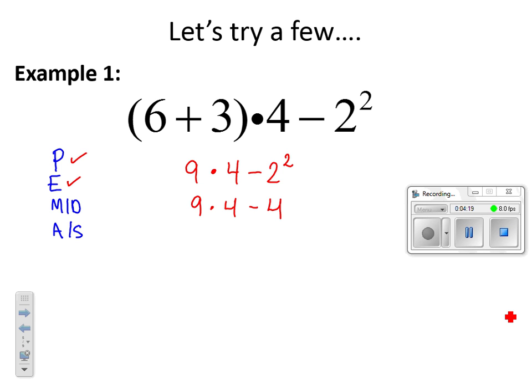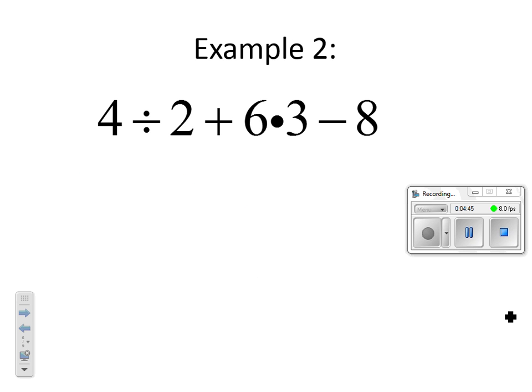So we've got the parentheses and the exponents done. Now we do multiplication and division left to right. So if I read this problem left to right, I see there's a multiplication. 9 times 4 is 36. Subtract 4. Now I do subtraction or addition left to right. Happens to be subtraction. 36 minus 4 is 32. Following the order of operations.